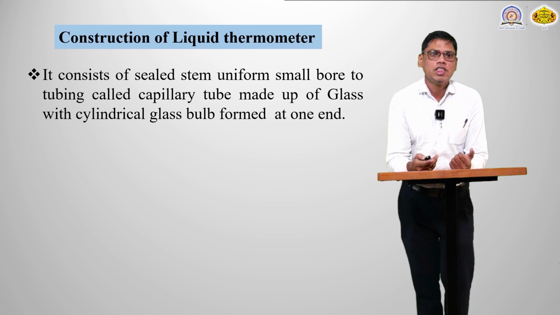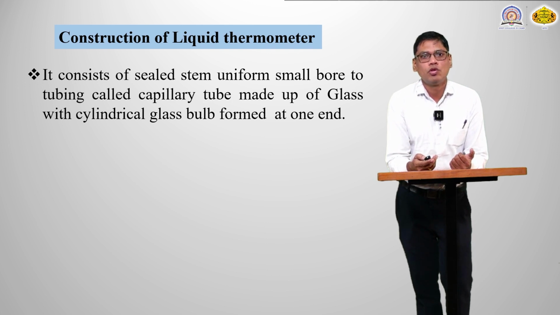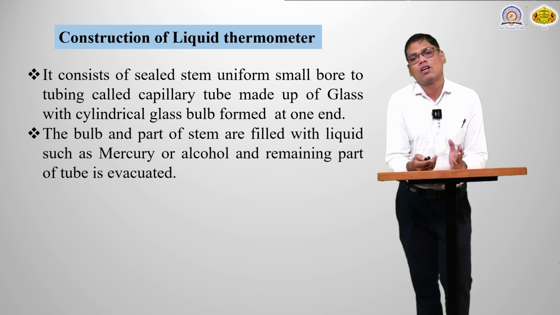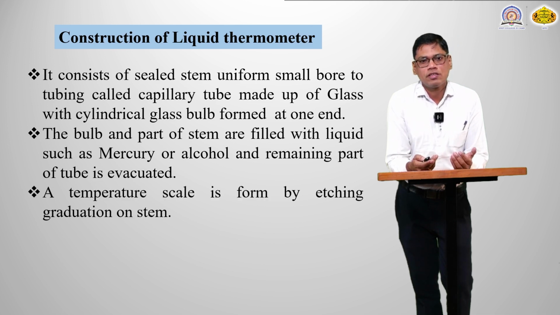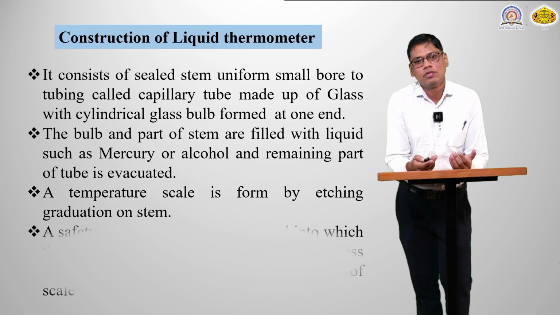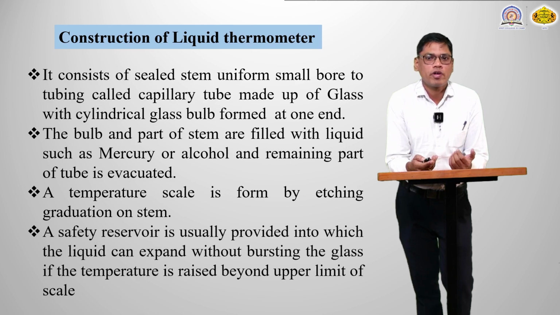It consists of a sealed stem of uniform small-bore tubing called a capillary tube, made of glass, with a cylindrical glass bulb formed at one end. The bulb and part of the stem are filled with a liquid such as mercury or alcohol, and the remaining part is empty or evacuated. The temperature scale is formed by etching graduations on the stem. A safety reservoir is usually provided into which the liquid can expand without bursting the glass if the temperature is raised beyond the upper limit of the scale.